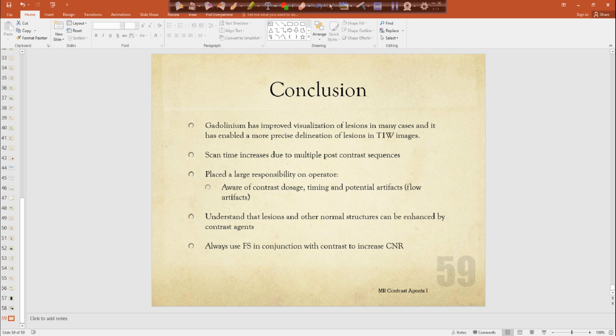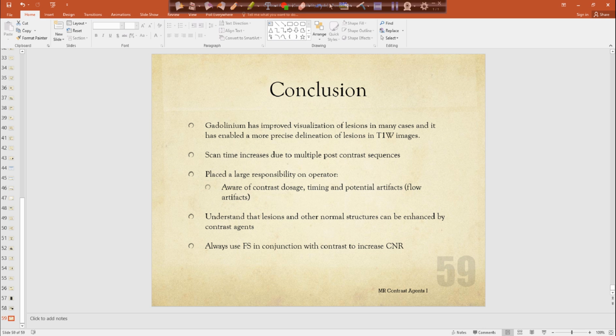Which agent has higher relaxivity, Dotarem or MultiHance? MultiHance. It's going to appear brighter at the same amount of dose. If you inject the patient with 10 cc's of both contrast agents, MultiHance is going to appear brighter, more hyperintense on your T1 weighted image.